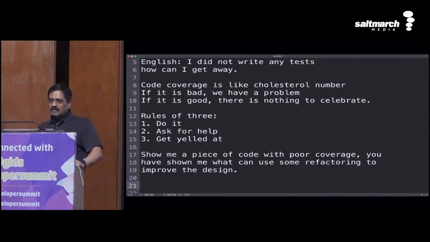They're not there to punish us. They're not to tell us that we are bad. They're just simply saying, hey, can you look at it here? I want to know what's going on. And you look at it, it's like, oh, what's going on here? So show me a piece of code with poor coverage. Show me what can be refactored to improve the design.